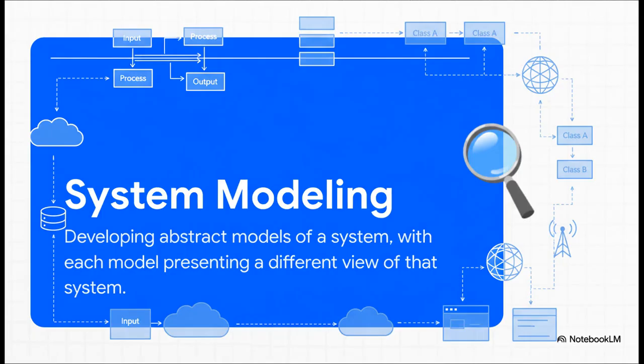Okay, so what are we actually talking about when we say system modeling? Well, the formal definition is the process of developing abstract models of a system, where each model gives you a different perspective. And the two words to really latch onto there are abstract and perspective. The whole point isn't to create a perfect one-to-one copy of the final software. No way. Instead, we're creating simplified views. We're intentionally leaving out details so we can zoom in and focus on one specific part of the system at a time. And that's the magic right there. That abstraction is what makes something incredibly complex, well, manageable.